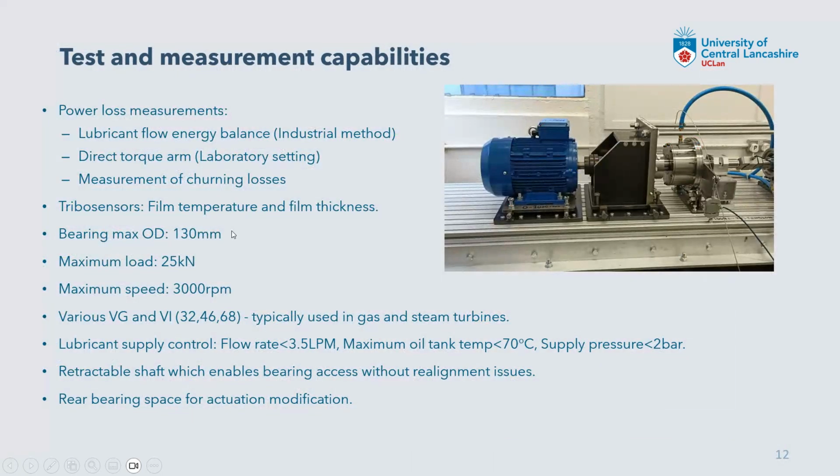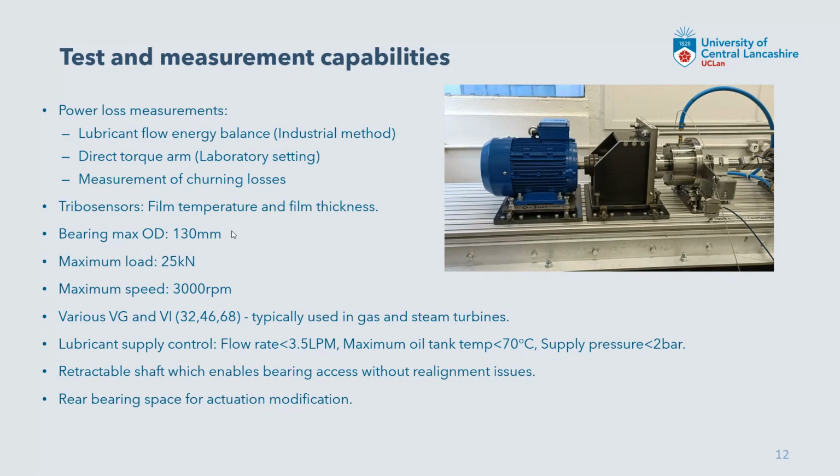So these are just an overview of the test measurement capabilities. It has power loss measurements, which is the lubricant flow energy balance. That's a typical industrial method. It measures the difference between the feed temperature and the drain temperature and the flow rate, and determining the density of the lubricant and specific heat capacity.